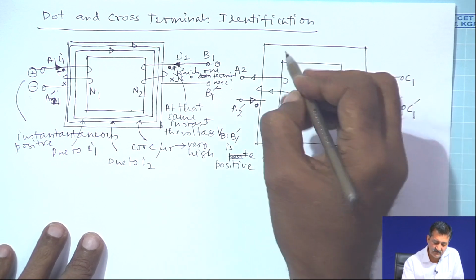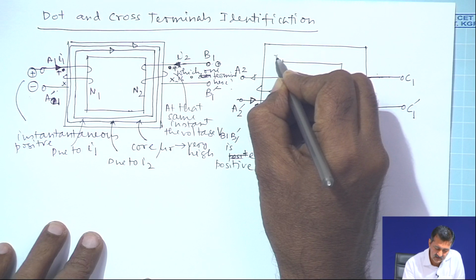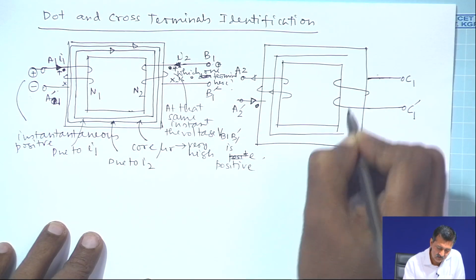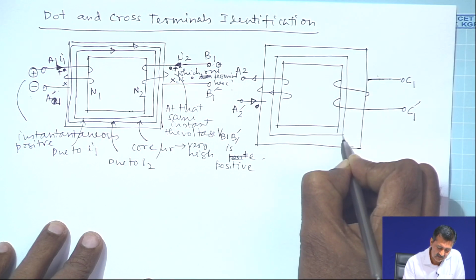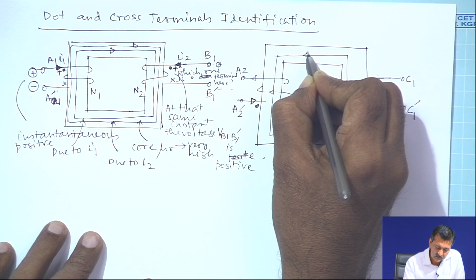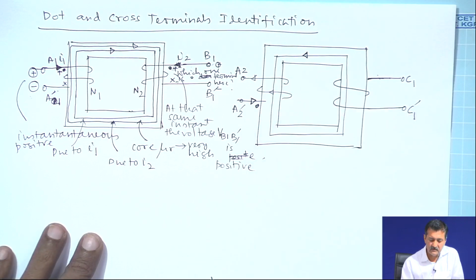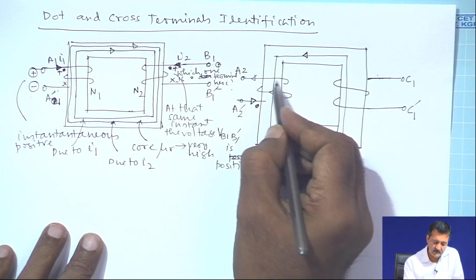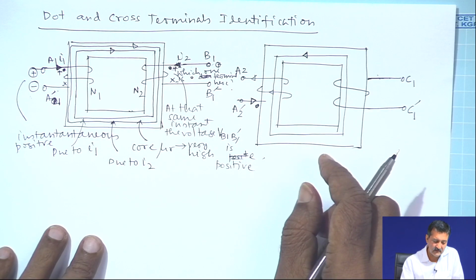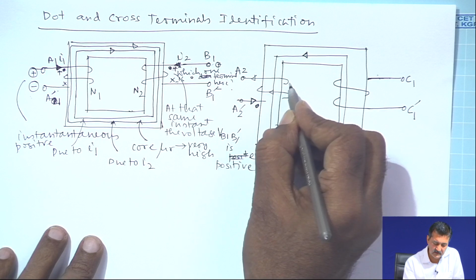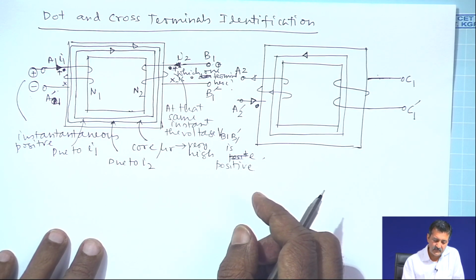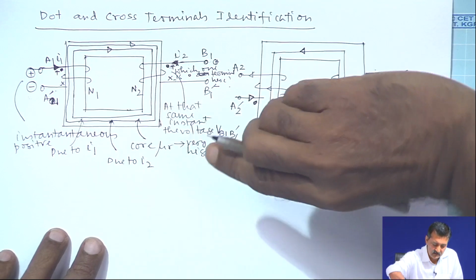The flux lines created by this terminal have an arrow of this, isn't it? The flux lines are going like this. So, this current is going there and this, and these flux lines are now going like this, yes.